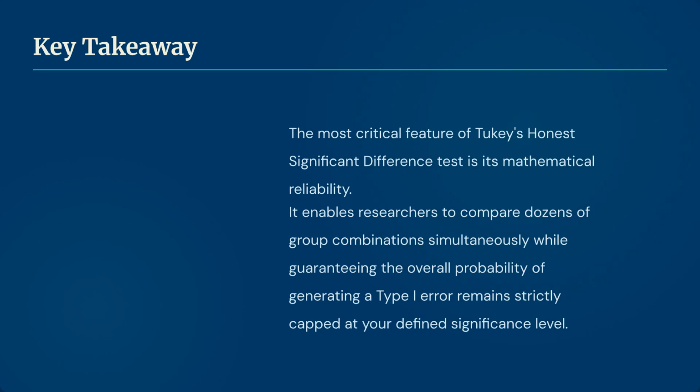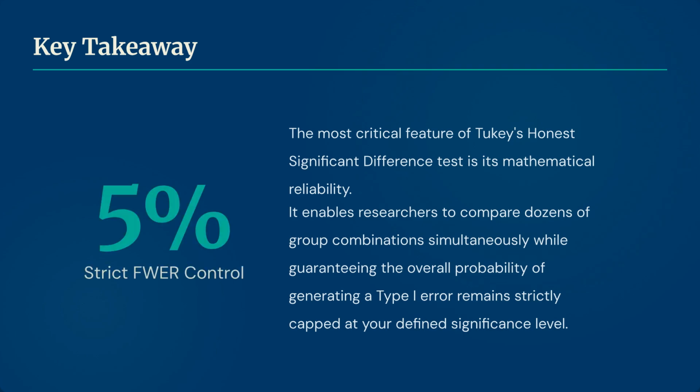The key takeaway is Tukey's mathematical reliability. It allows researchers to compare many group combinations simultaneously, guaranteeing the overall probability of generating a type 1 error remains strictly capped at your defined significance level, such as the 5% FWER control.